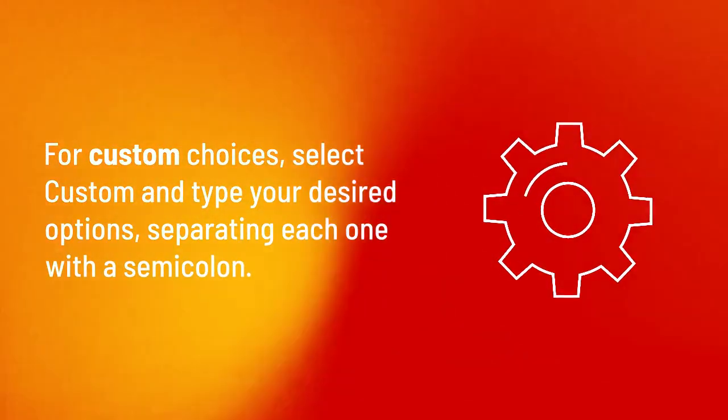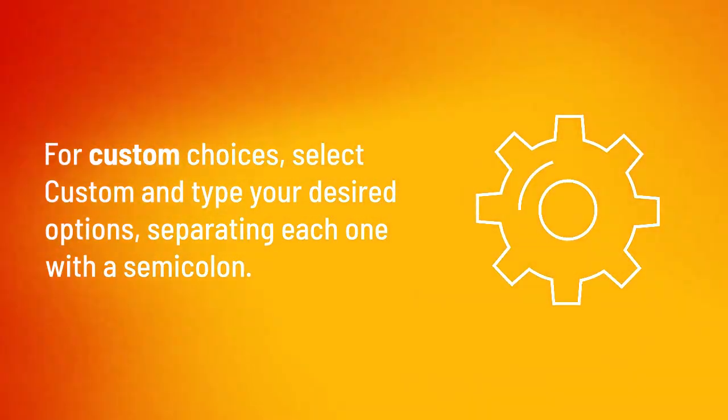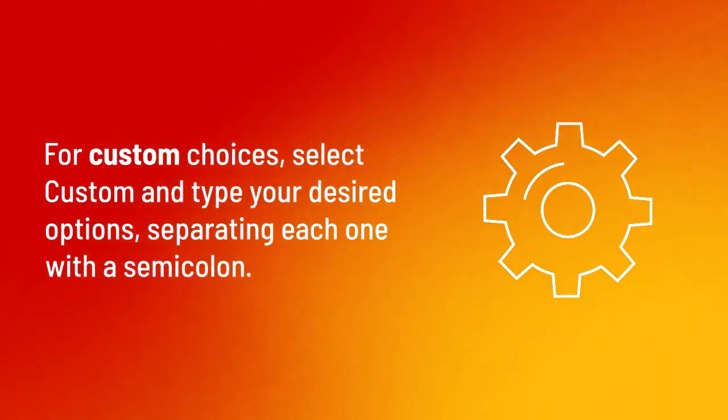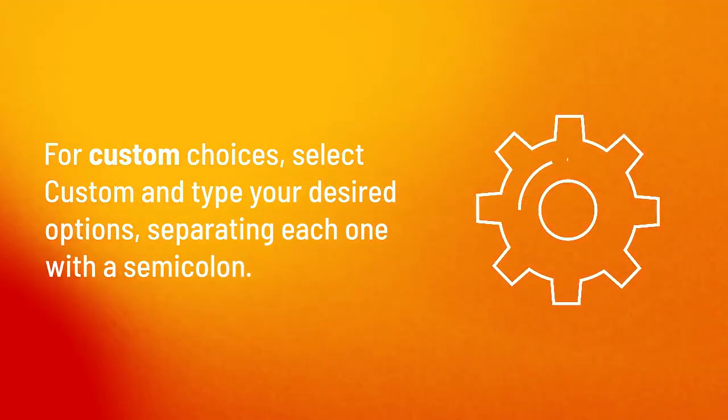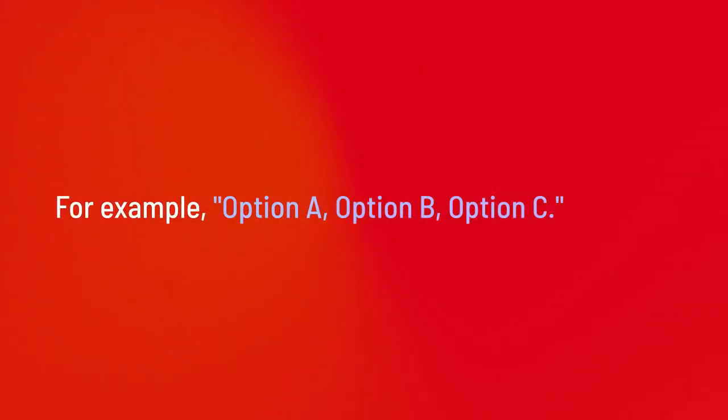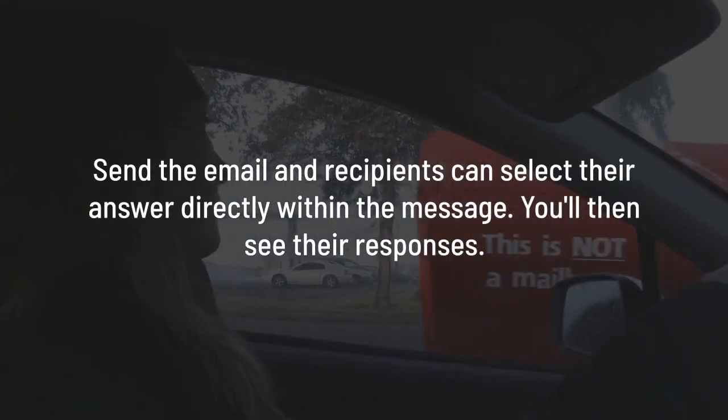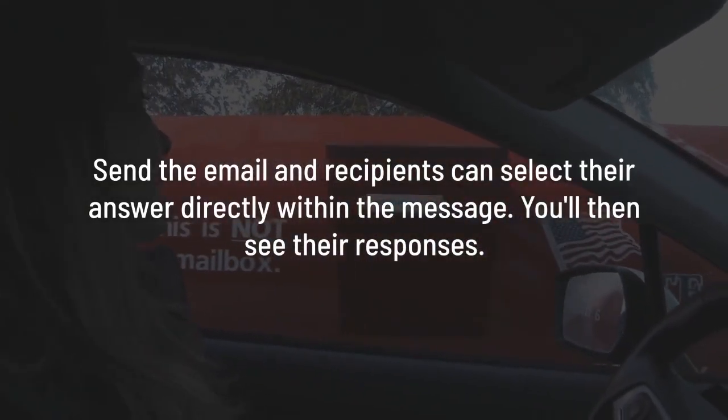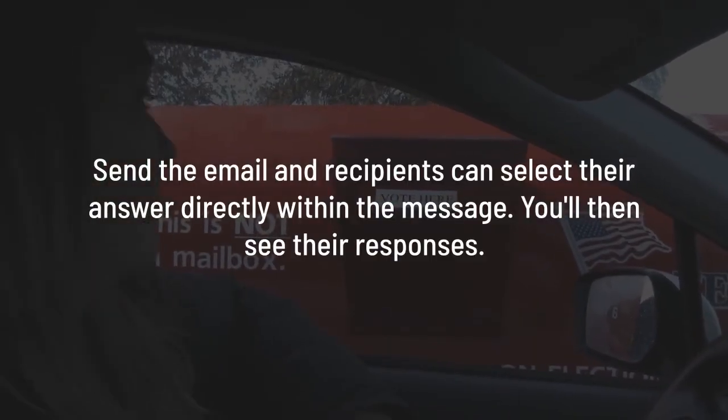For custom choices, select Custom, and type your desired options, separating each one with a semicolon. For example, Option A, Option B, Option C. Send the email, and recipients can select their answer directly within the message. You'll then see their responses.